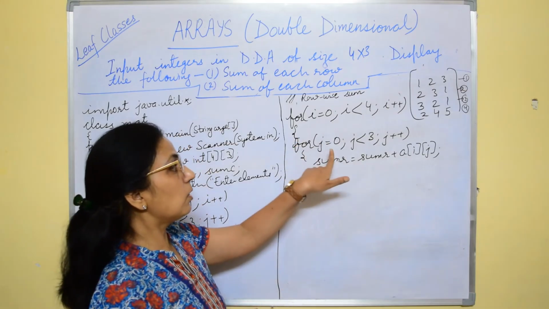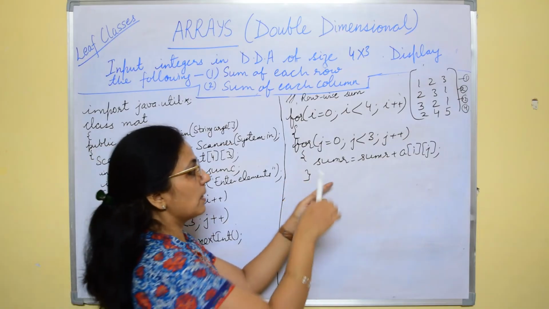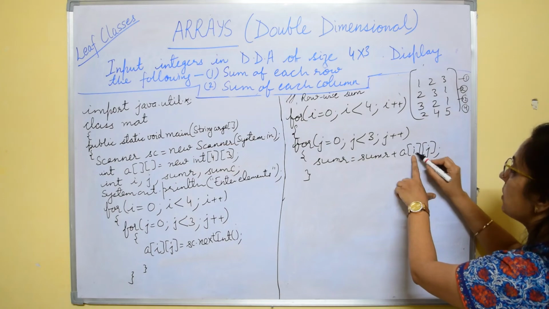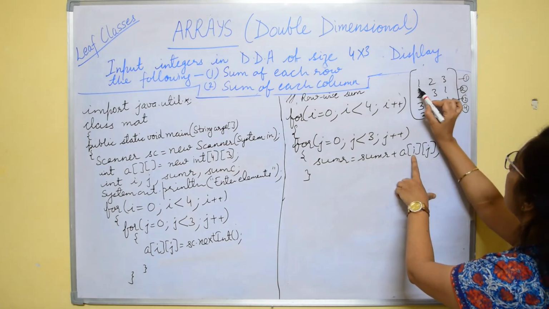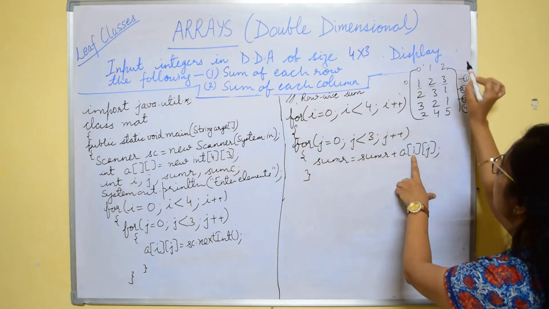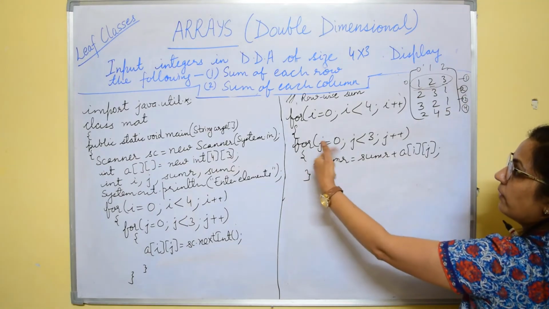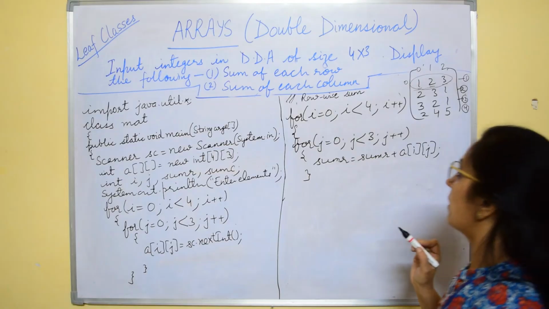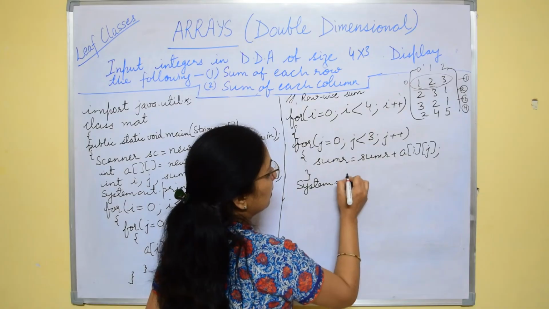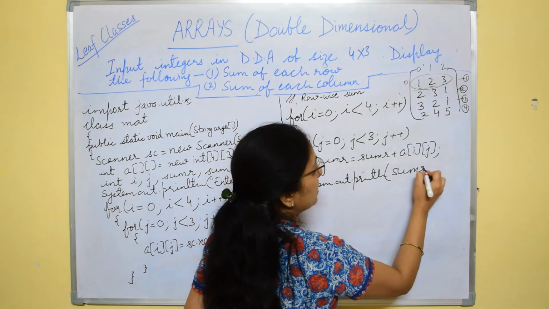When i is 0, j will move from 0 to 2, 0 1 2, 3 times. So what will this add? 0 0, 0 1, 0 2. This is 0 0 1 2. The sum of one whole row will be calculated after completion of this iteration. After this, here you will print using println, we will print it.